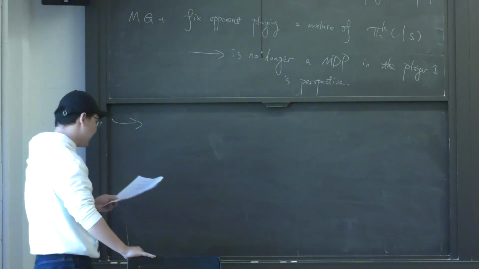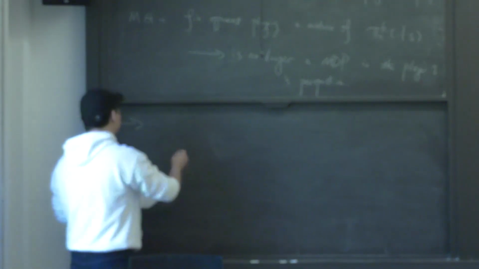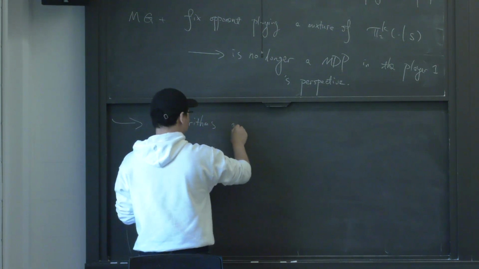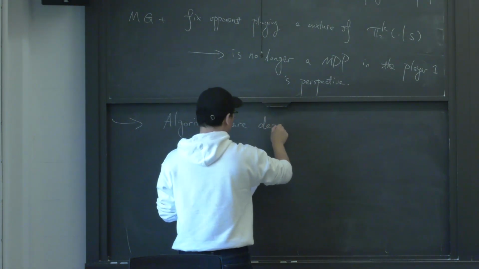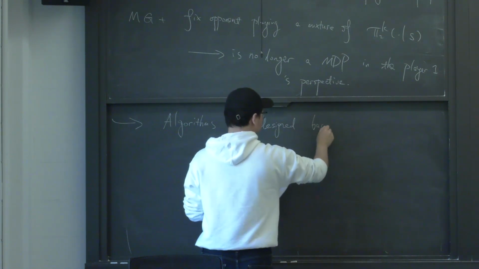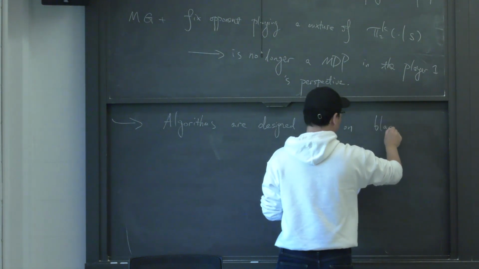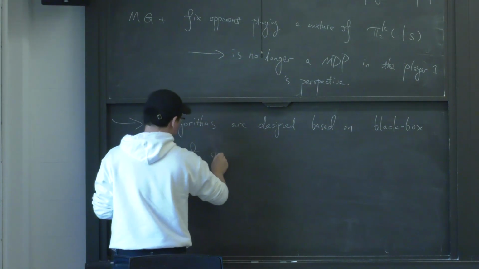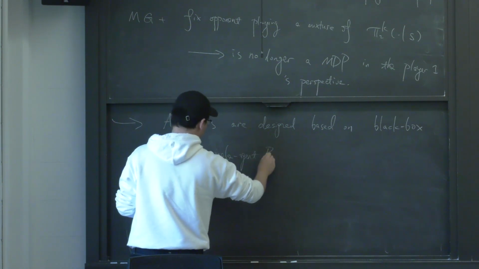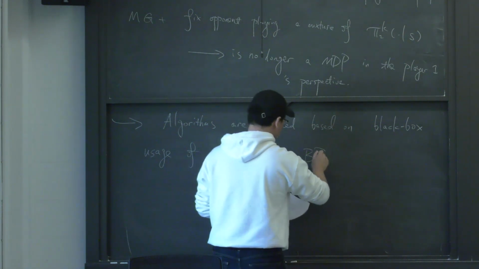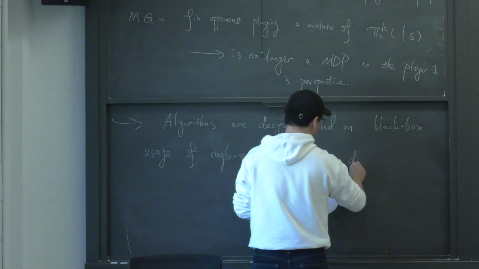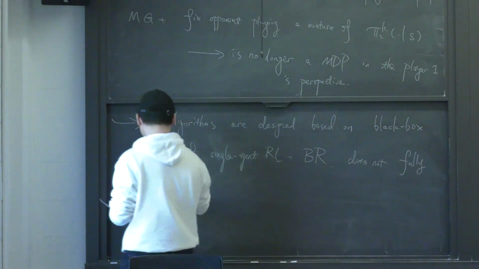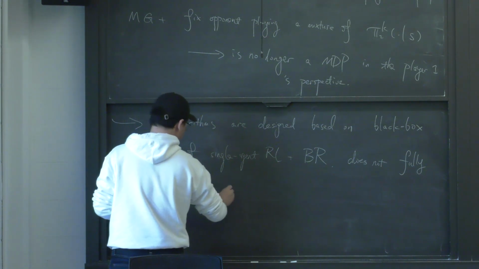So all those two kind of concludes that those line of algorithms that are designed based on the black box approach of single agent RL plus best response oracle actually do not fully utilize the detailed structure of Markov games.